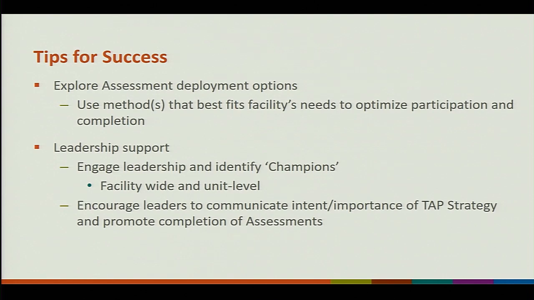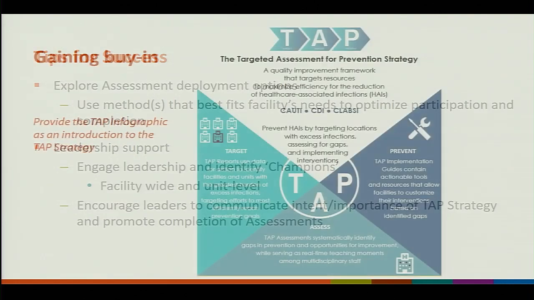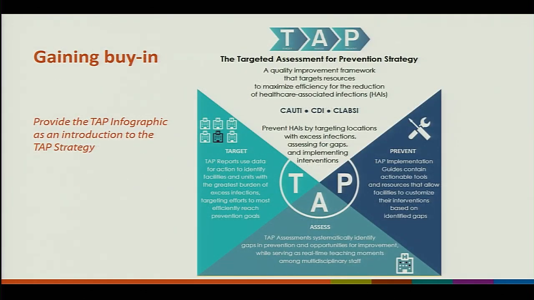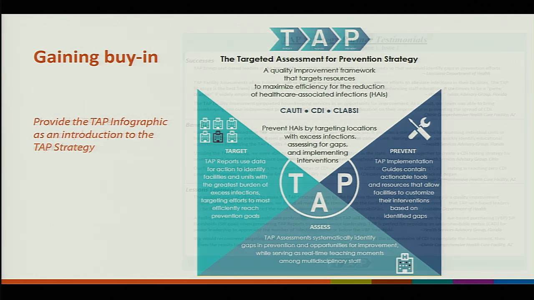So kind of along those lines, a few tools we have that can help gain buy-in. So say you're sold on this. We've done a great job, hopefully, with our presentation. You go back to your facility and you want to do this. How do you engage leadership and others at your facility? On our TAP website, we have what we call the TAP infographic. This is a one-pager. It's very high level. It doesn't get into too many of the specifics, but it can offer a description of what the strategy is that you can provide. You can download, print, email, provide to leadership.